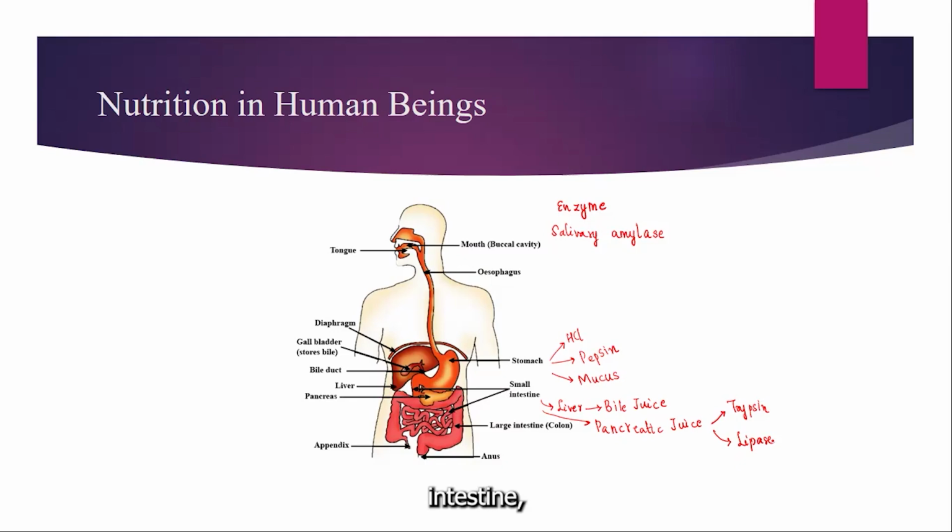Now in the intestine, the walls contain glands which secrete intestinal juice. The enzymes present in the intestinal juice convert carbohydrates into glucose, fats into fatty acids and glycerol, proteins into amino acids. So the digested food is taken up by the walls of the intestine.